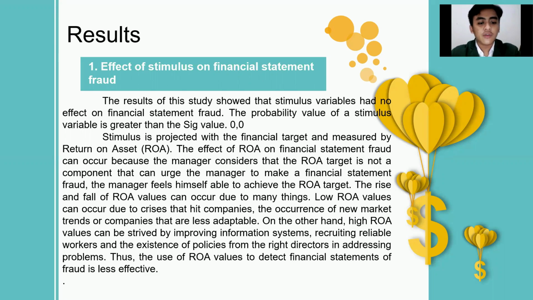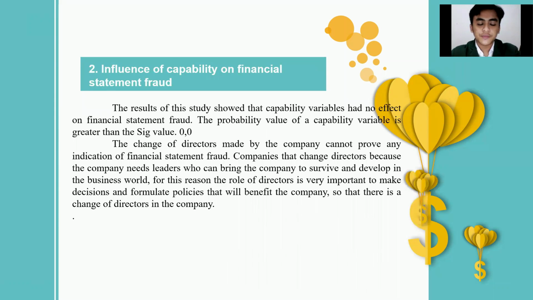The rise and fall of ROA values can occur due to many things. Low ROA values can occur due to crises that hit companies, the occurrence of new market trends, and or companies that are less adaptable. On the other hand, higher ROA values can be strived for by improving information systems, recruiting reliable workers, and the existence of policy from the right directors in addressing problems. Thus, the use of ROA values to detect financial statement fraud is less effective.